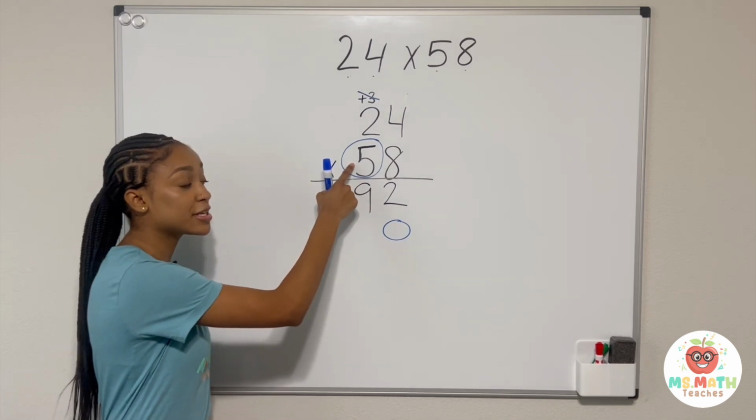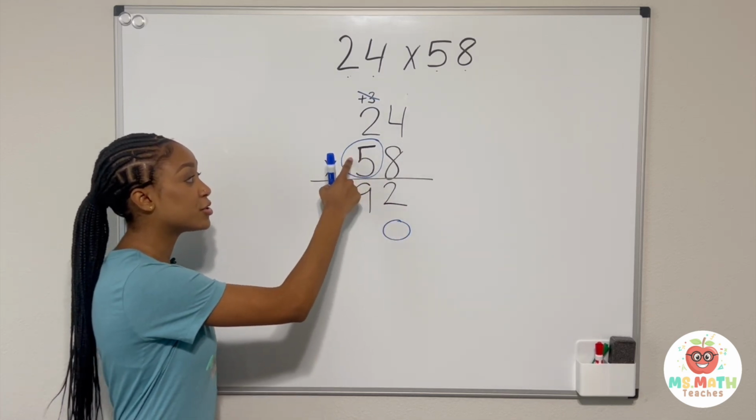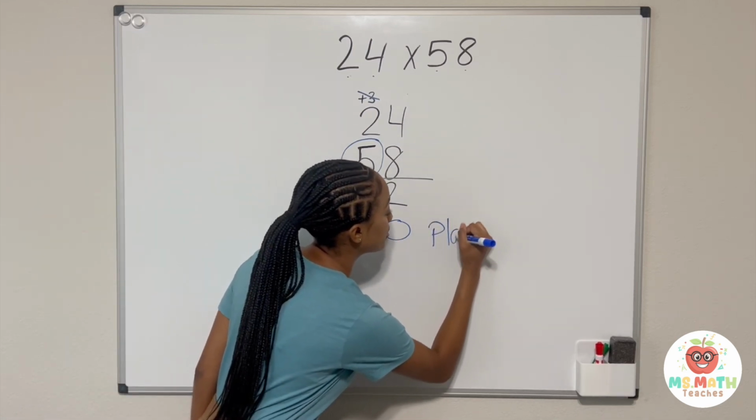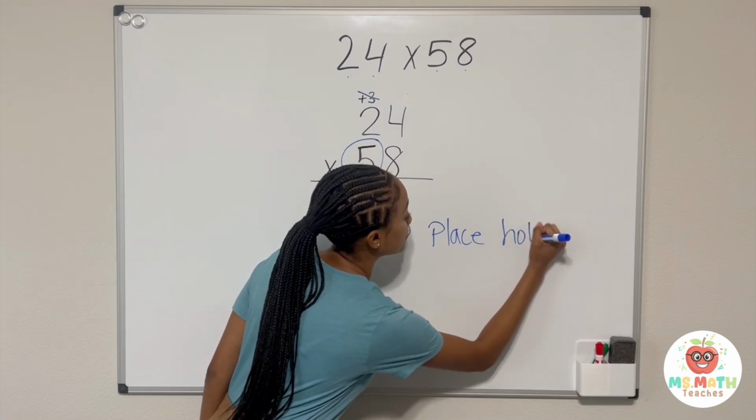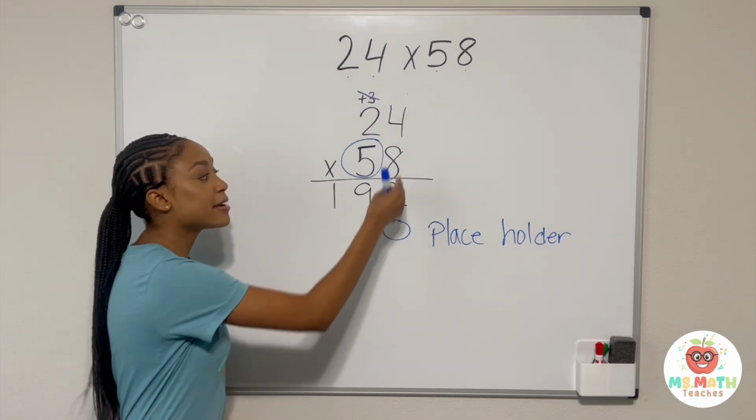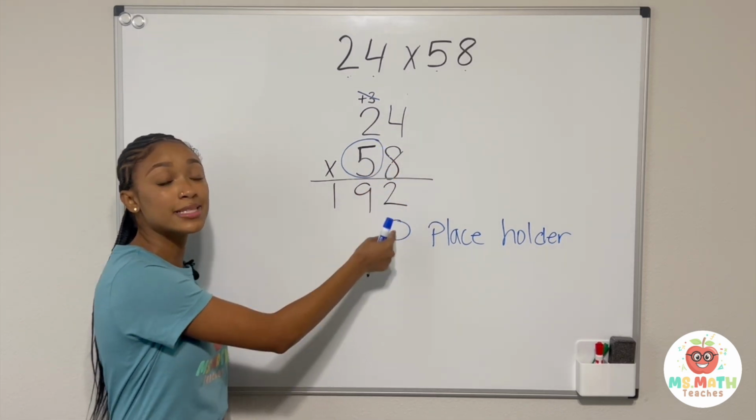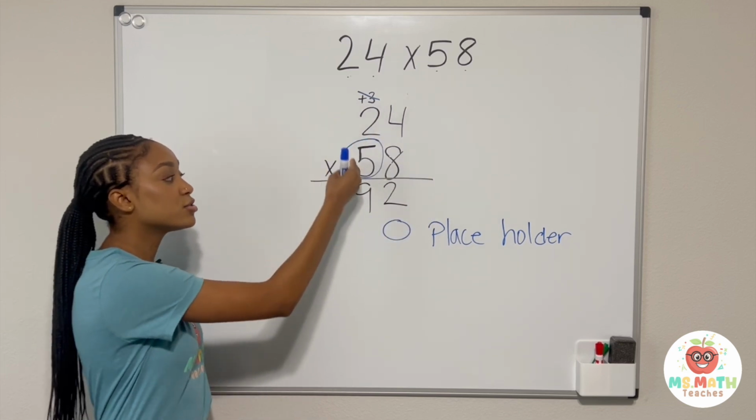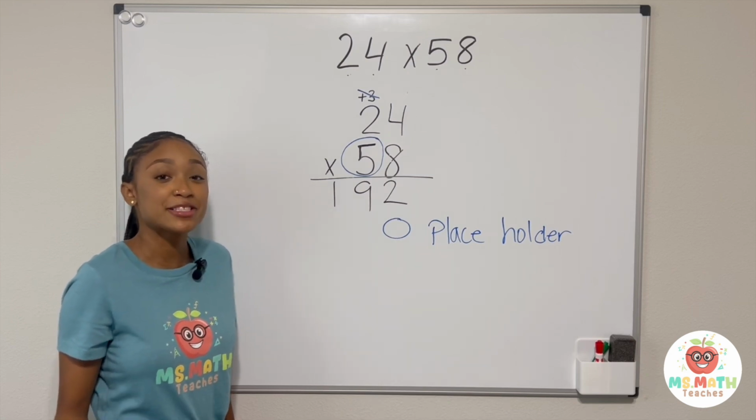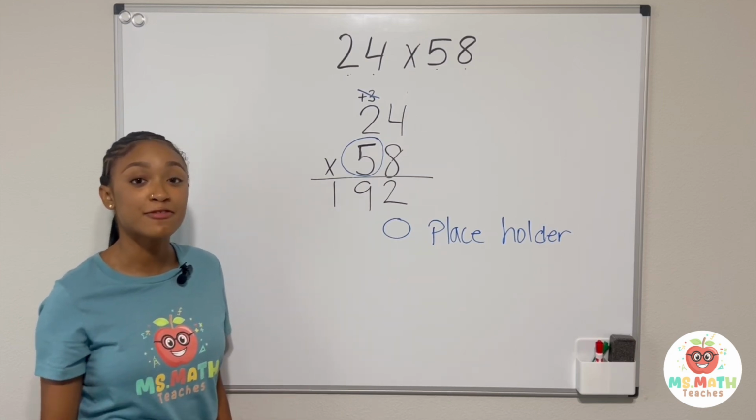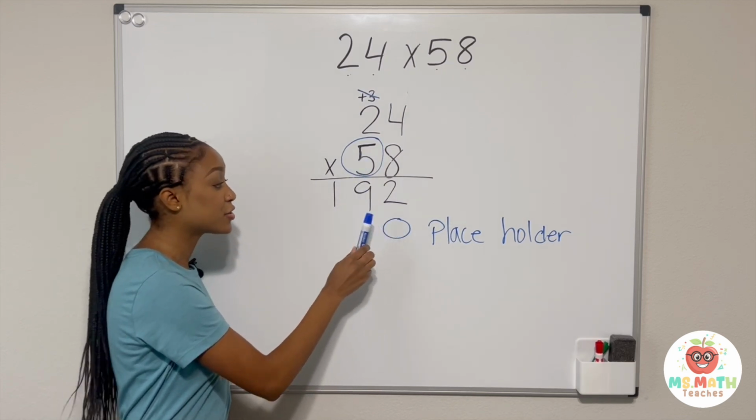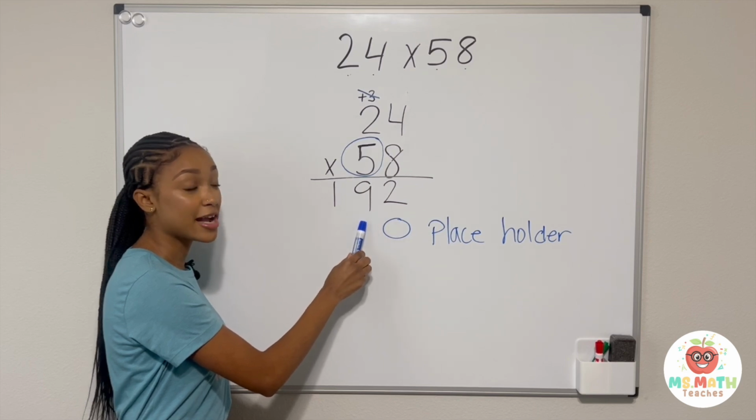Remember, circle your number, add a 0. This 0 is called a placeholder. That placeholder lets me know that I am no longer multiplying by the ones place. I'm moving on to the digit in the tens place, which is 5. Now, we are ready to multiply 24 times 5. Remember, we're starting here. This is my placeholder. So the first number will go underneath the 9.